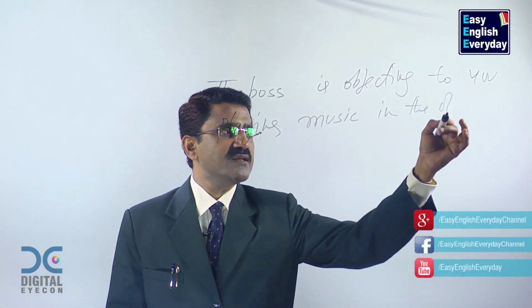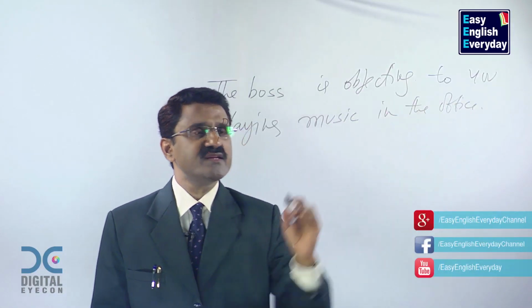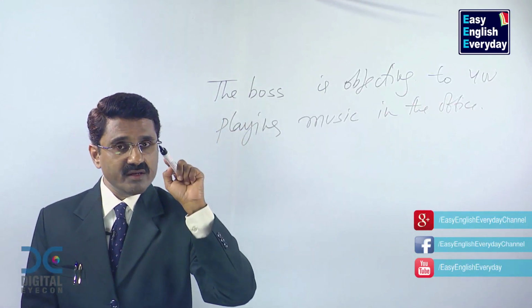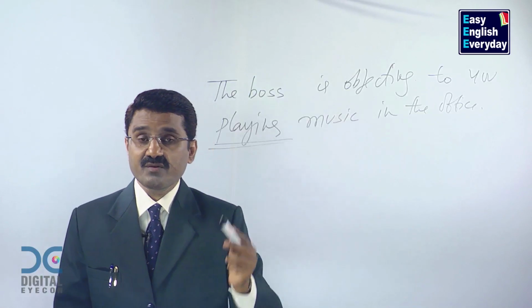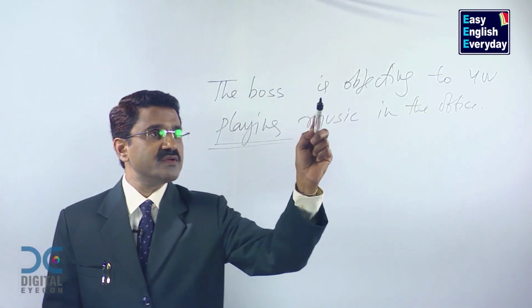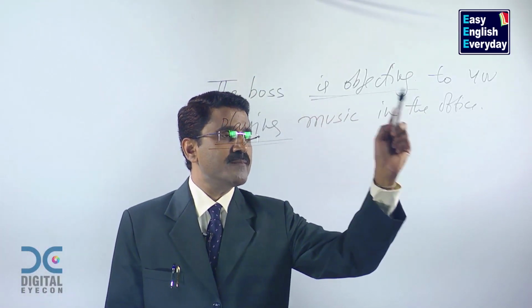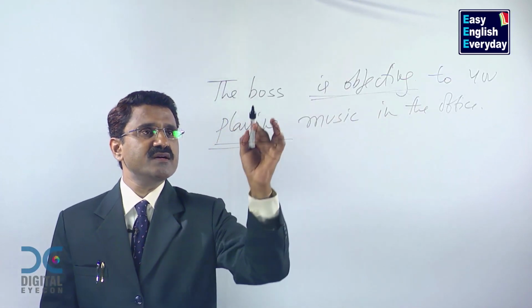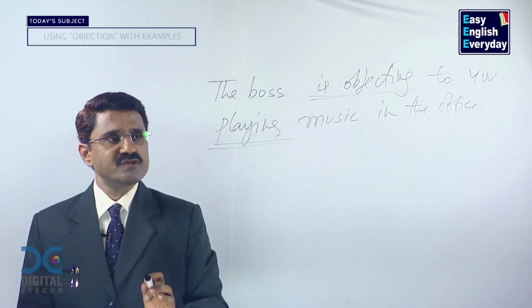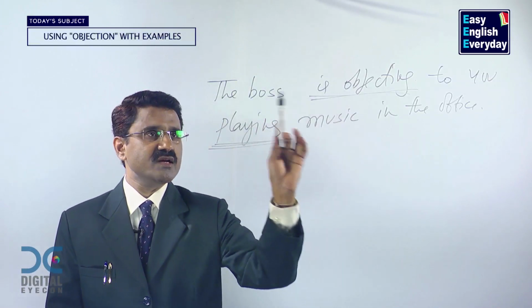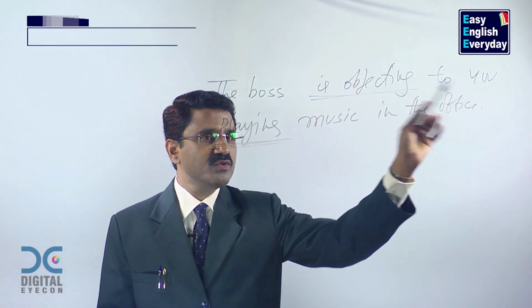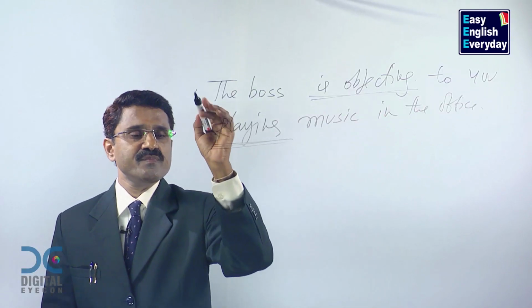Now try to understand this sentence. What exactly is happening here? You, the employees, are playing music in the office, which is not allowed. So therefore, boss is objecting. So this is nothing but a combination of two sentences. Employees playing music, boss objecting. The boss is objecting to you playing music in the office.